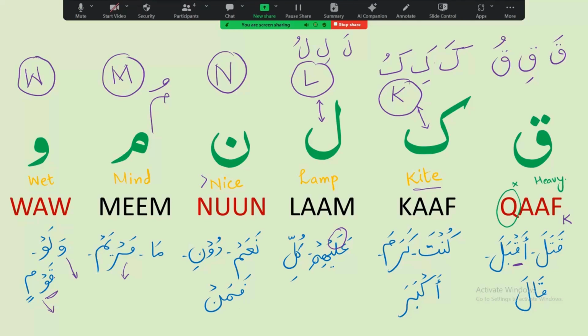The last one for today was wow, which is like the W of English. We say wa, wi, wu. Okay, so that is it for today, sisters. If you have any query, you can ask me, and then we can, inshallah, end this session.